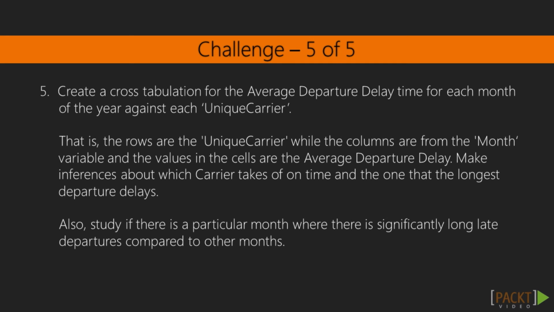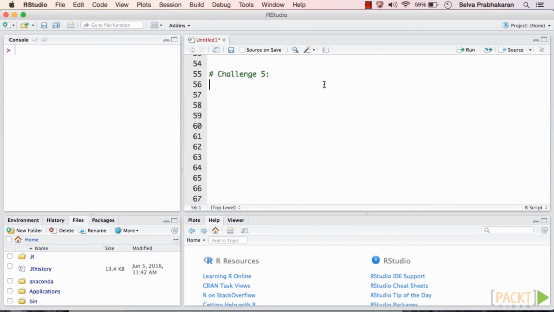Compute a cross-tabulation for average departure delay time for each month of the year for each unique carrier. That is, the rows are the unique carrier while the columns are from the month variable, and the values in the cells are the average departure delay. Make inferences about which carrier takes off on time and the one that has the longest departure delays. Also, study if there is a particular month where there are significantly long late departures compared to other months. We can do this by using the dcast function in reshape2 package.